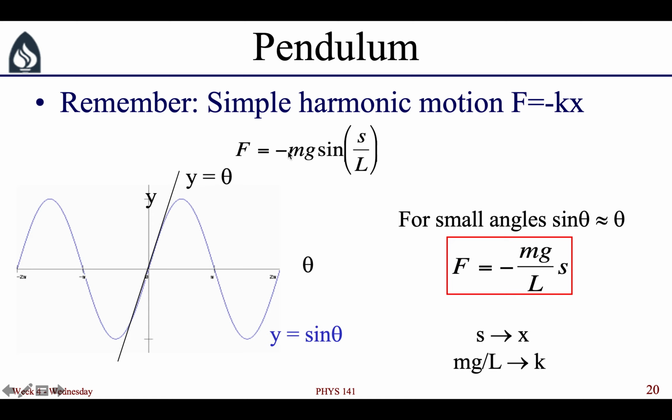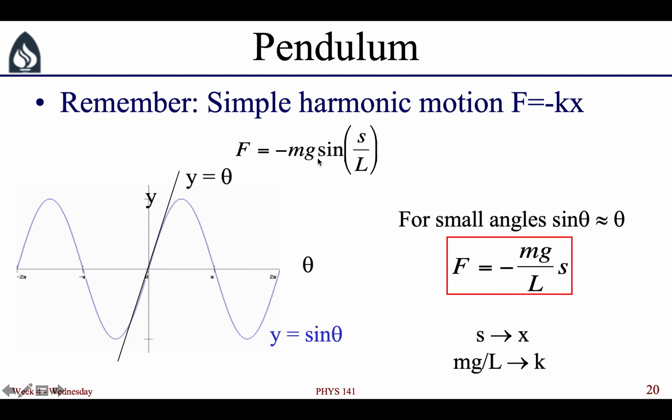Now we can take this expression that we just derived and simplify it further by looking at the small angle approximation. So we know that as long as the angles are small, as long as we don't pull the pendulum too far away from its equilibrium point, but we keep it within maybe 10 to 15 degrees or less, then for small angles the sine of theta is approximately equal to theta, where theta is in radians.